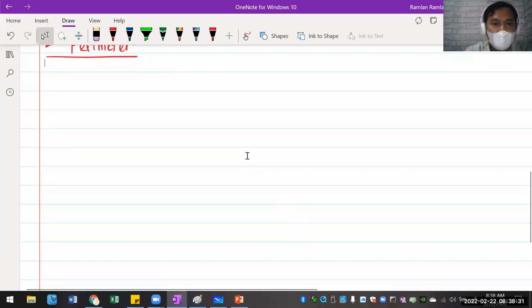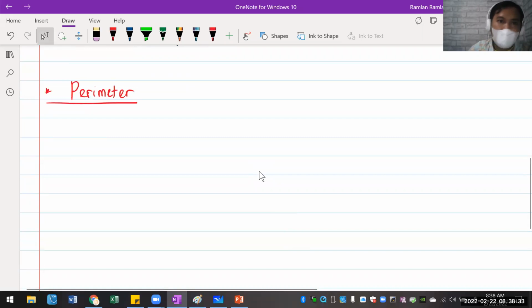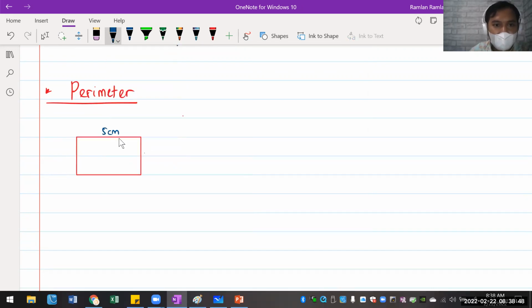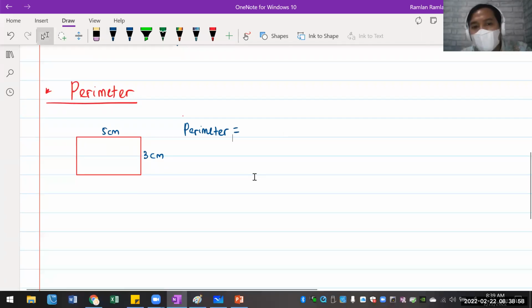So if I draw again, let's say I have a rectangle here, and then I have the size in here. Let's say this is 5 centimeter, and let's say this is 3 centimeter. The question is, what is the perimeter? Silakan, siapa aja yang bisa? Okay, what is the perimeter?